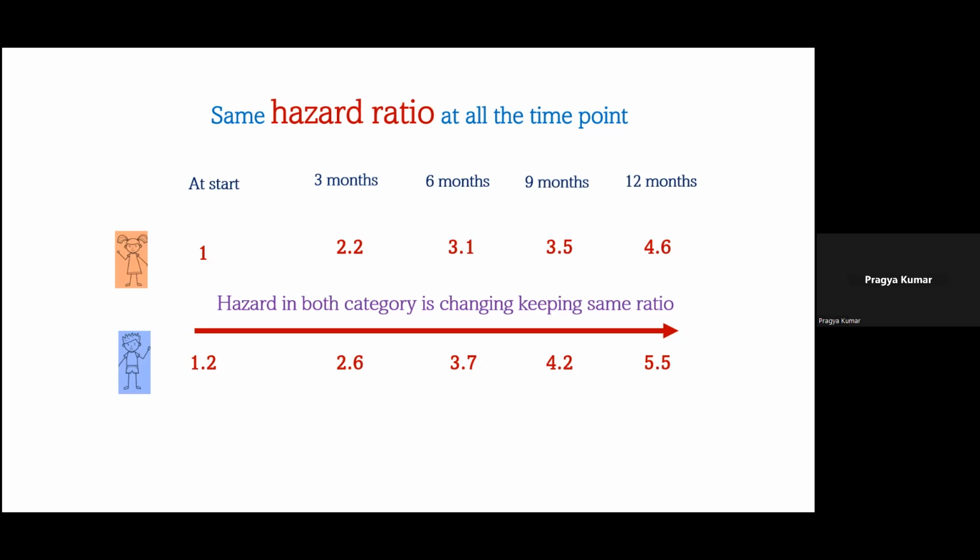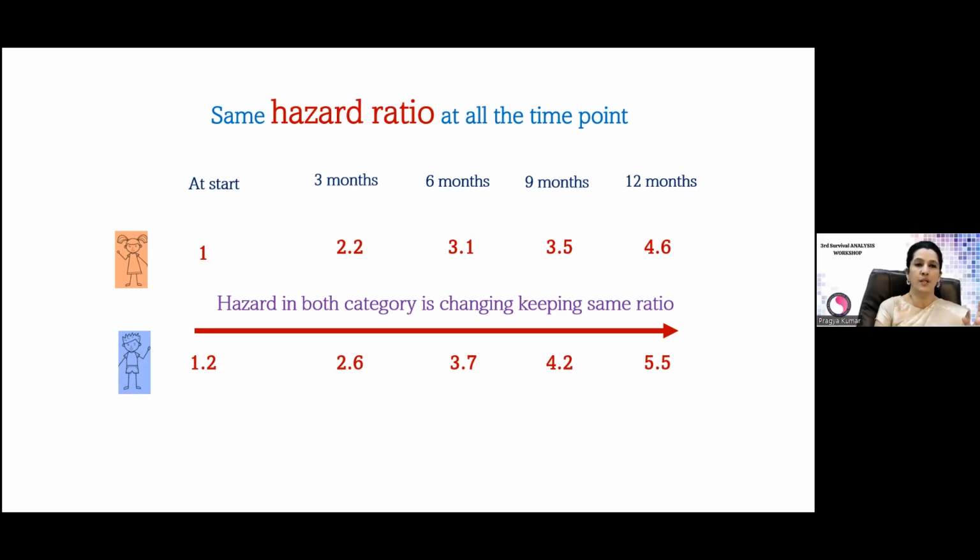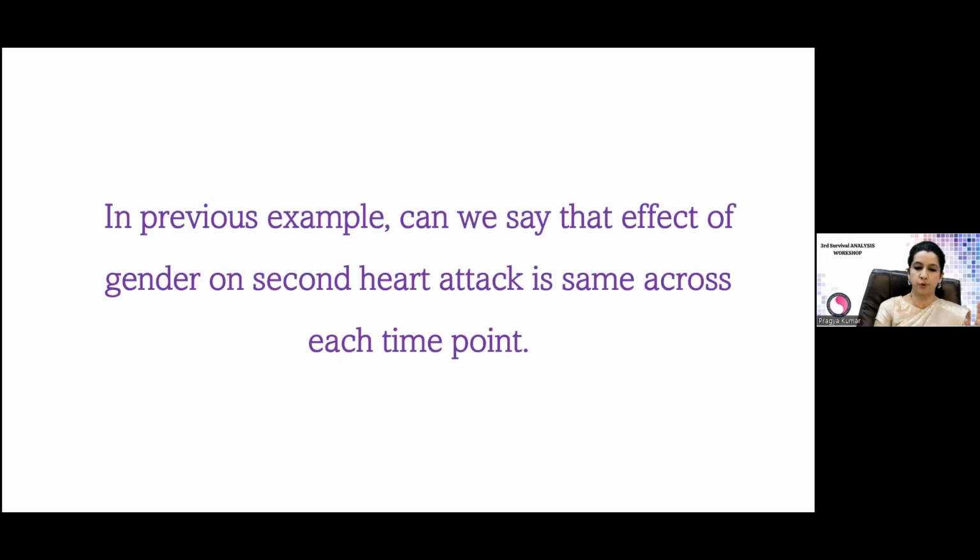Okay. So this is known as the proportional hazard. Proportional, as the hazard in both the categories is changing. It is not like the hazard is the same. Hazard is increasing in female and also in male. But this ratio is almost nearly constant at each time point. This assumption is known as the proportional hazard assumption. So in this example, can we say that the effect of gender on second heart attack is the same across each time point? Can we say that?